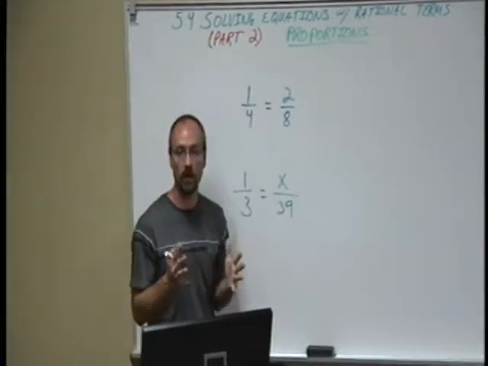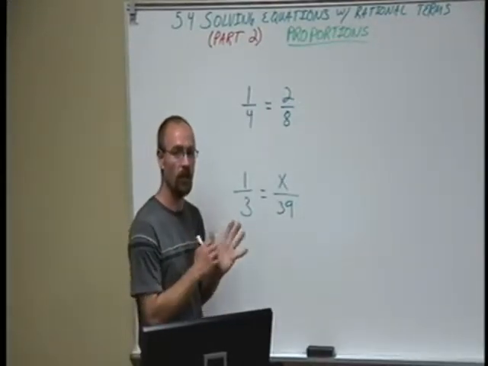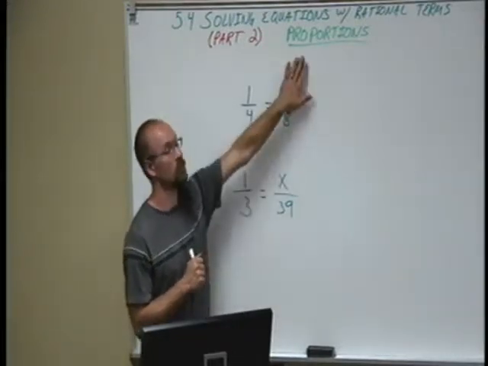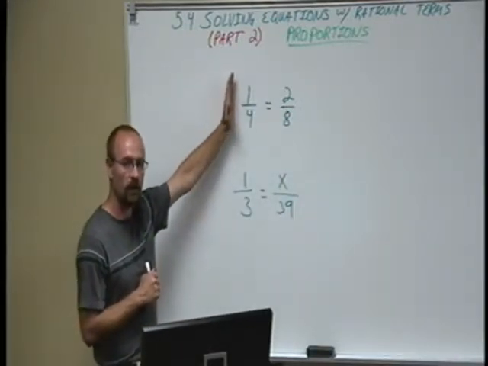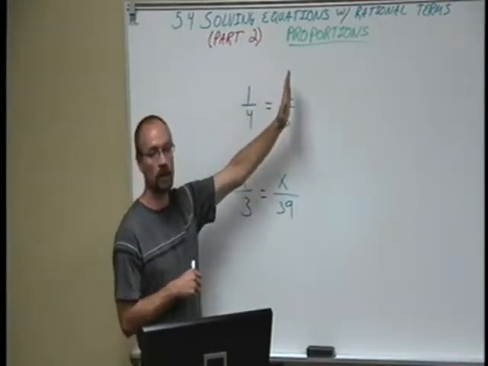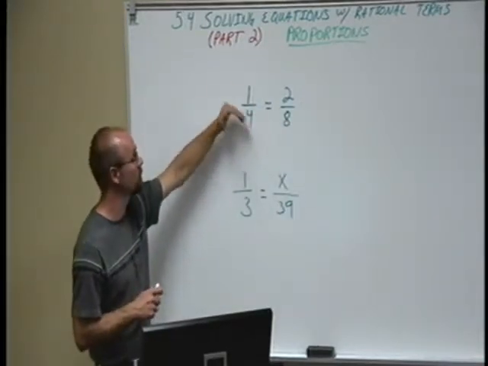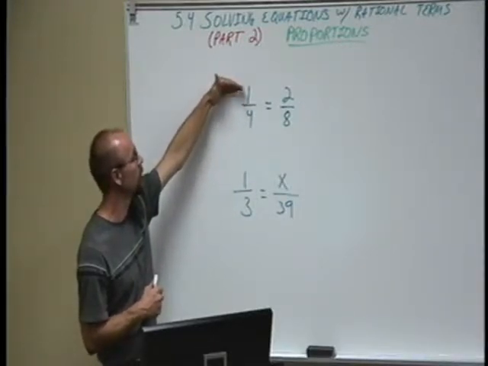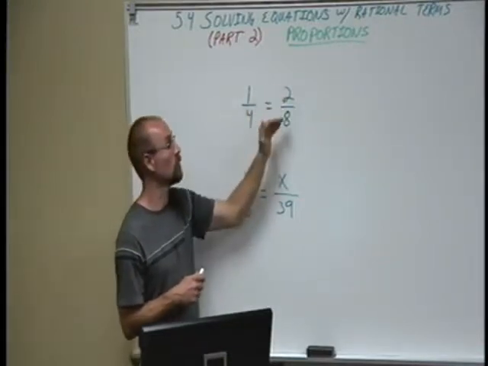And one thing about the LCD is it will work every time with the equations, but the method we're going to look at, called cross product, only works with proportions. So make sure that when you're looking at it, you assess the problem and see, oh, I have a fraction or a ratio equal to another ratio. Now, what a ratio is, if you're not too familiar with it, is if I were to read this in algebraic terminology, it is 1 is to 4 as 2 is to 8.